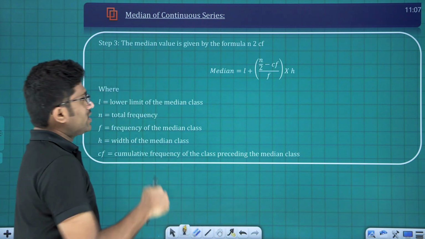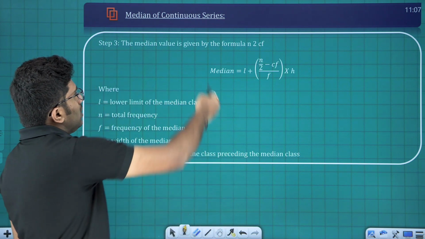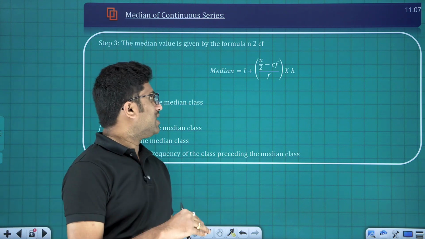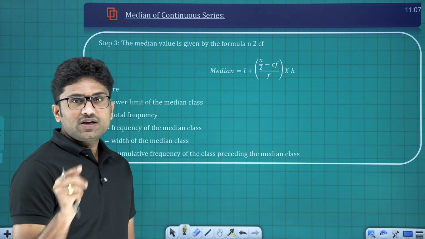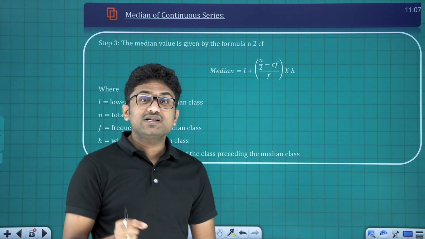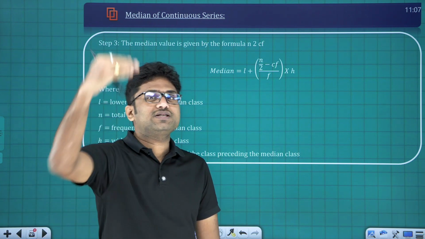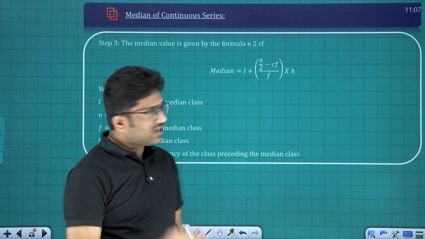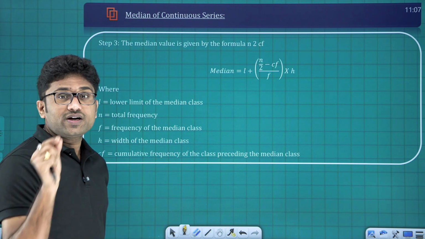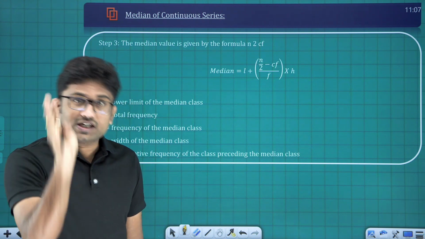Once we get the median class, the median is equal to L plus (n by 2 minus Cf) by f, into h, where L is the lower limit of the median class, n by 2 is half of the total frequency, Cf is the cumulative frequency of the class preceding the median class, f is the frequency of the median class, and h is the class size. We have discussed all these in grade 10 only.